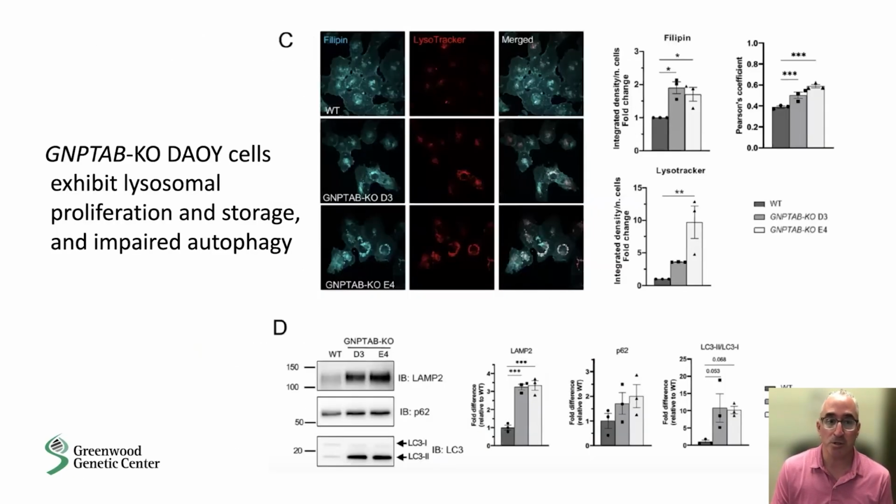So we went on to do additional characterization of these cells. We showed that they have lysosomal proliferation and storage. They have accumulation of cholesterol, which we assessed by filipin stain, and they have all the signs of impaired autophagy. So down here in this Western blot, you can see a significant increase in LAMP2, reflecting the fact they just have more lysosomes, an increase in the autophagy regulator P62, which I'll come back to at the end, as well as altered levels, a ratio of LC3-I to LC3-II, which is indicative of impaired autophagy.